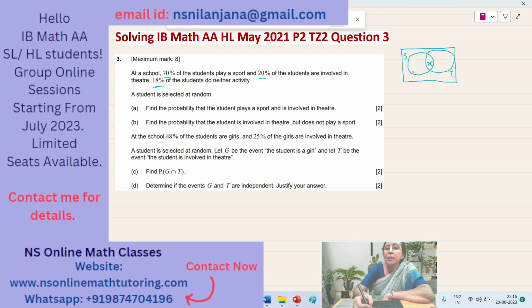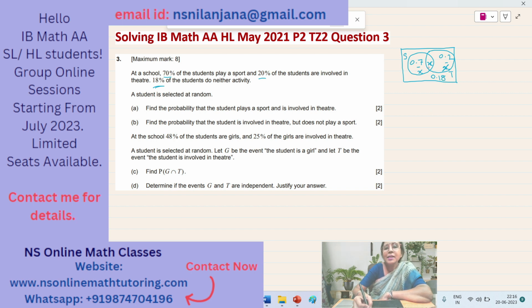So the probability of selecting a student from this part, which is only sport, not involving the theater, will be 0.7 minus X. And similarly, only theater part will be 0.2 minus X. And the outside region will be 0.18.